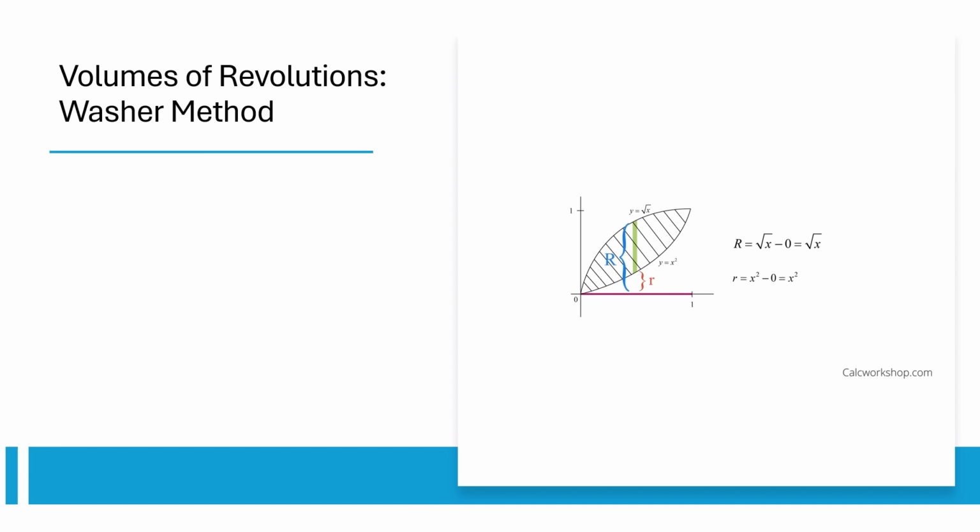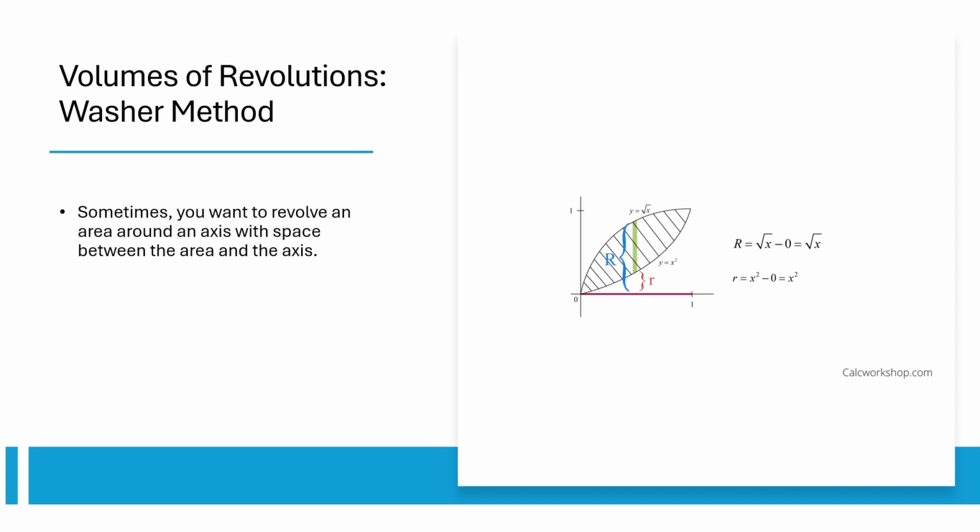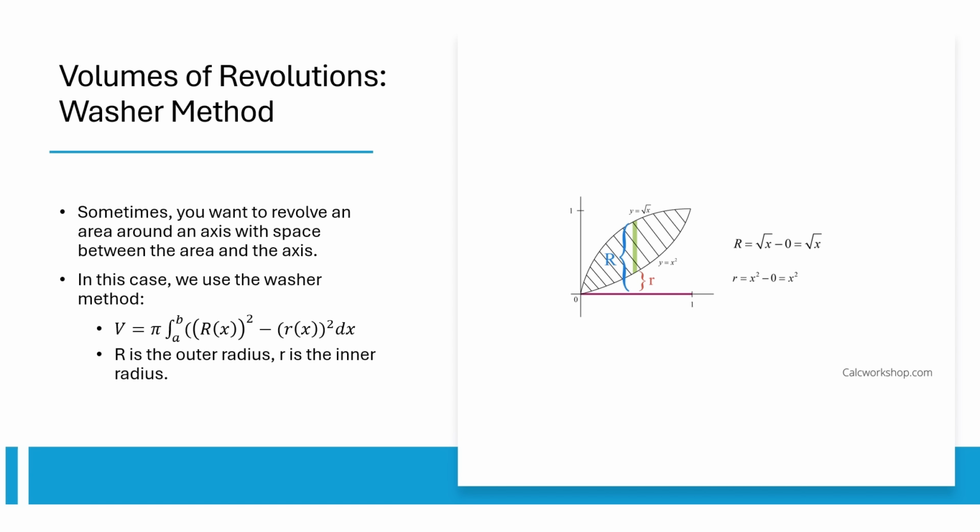Sometimes you want to revolve an area around an axis when you have space between the area and the axis. In this case, we use the washer method, where you subtract the inner radius squared from the outer radius squared.